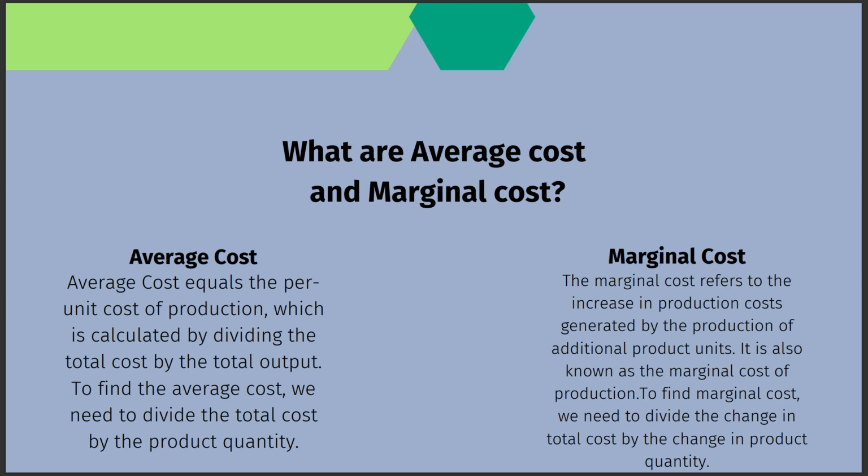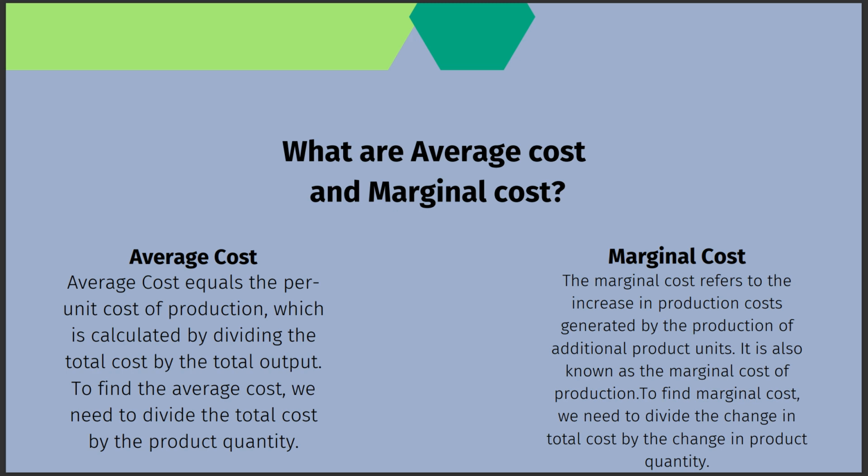Firstly, I will talk about types of cost. There are two types of cost, average cost and marginal cost. What is average cost? Average cost equals the per unit cost of production, which is calculated by dividing the total cost by the total output. To find the average cost, we need to divide the total cost by the product quantity.